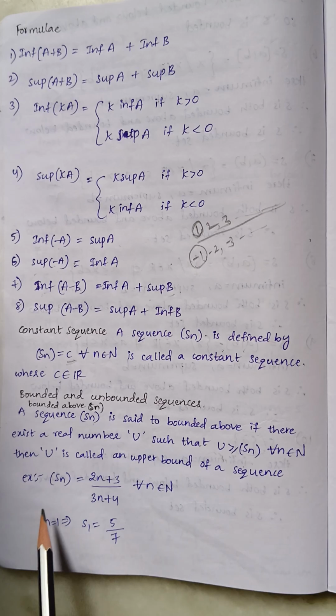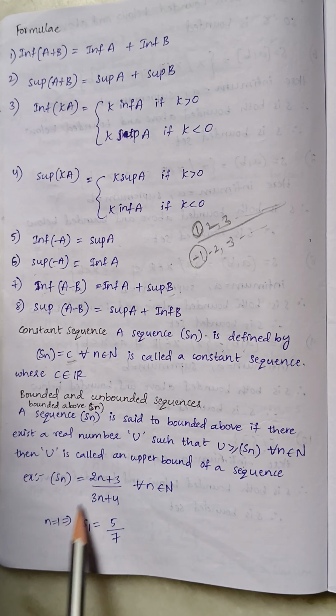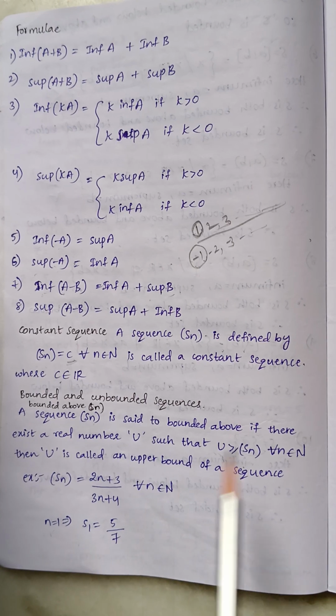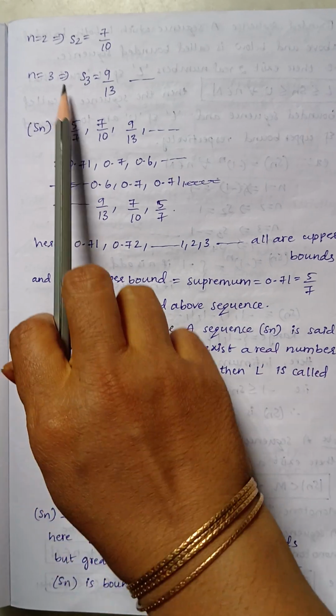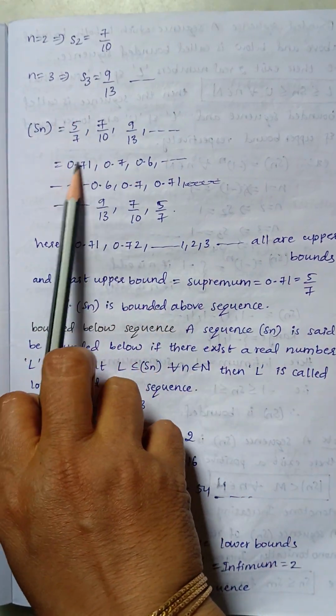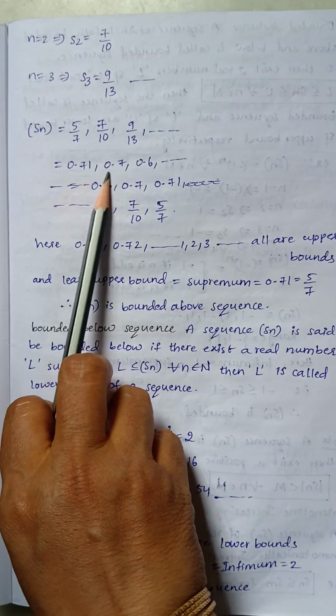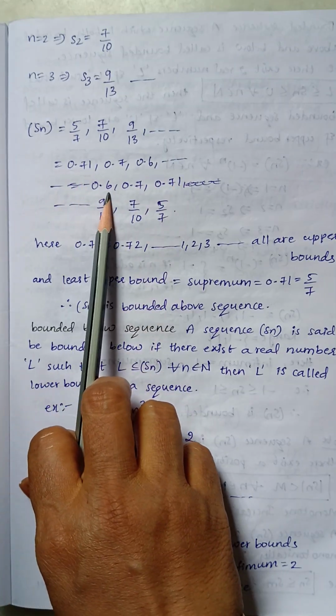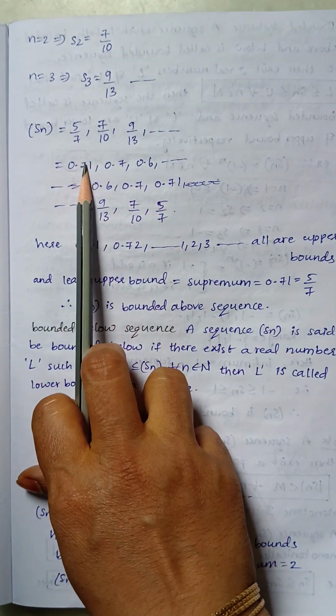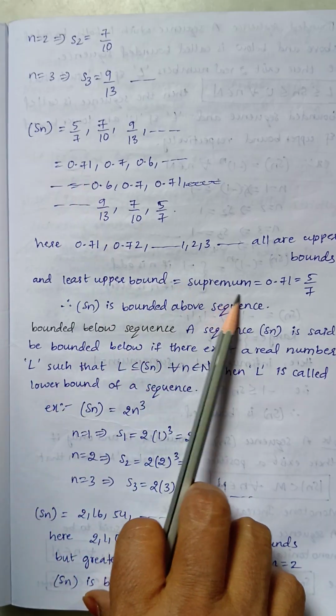So see this example sequence. When you are finding the sequence elements for n equal to 1, n equal to 2, you get the sequence elements. See here, is it in decreasing order or increasing order? Yes, it is in decreasing order. So make it into increasing order, then this will be the greatest one, which is called the supremum value.